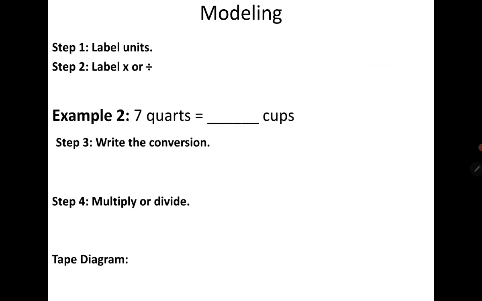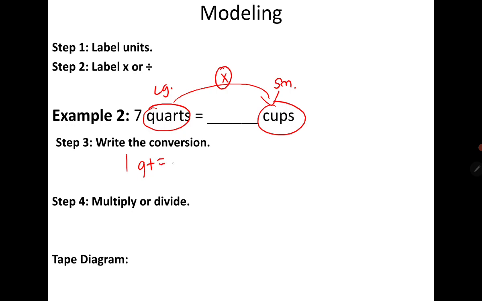Okay. 7 quarts equals blank cups. So remember, a quart is a large orange juice carton. A cup is a teacup. So once again, we're going larger to smaller, which is going to be multiplication. 1 quart is equal to 4 cups. So that means that 7 groups of 4 will get us 28. So 7 quarts is going to be 28 cups.